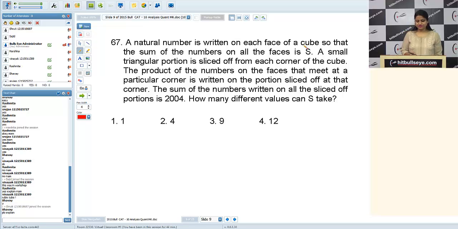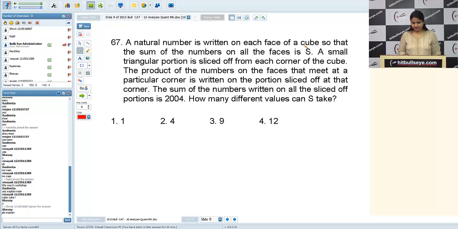A natural number is written on each face of a cube so that the sum of the numbers on all the faces is S. A small triangular portion is sliced off from each corner of the cube. The product of the numbers on the faces that meet at a particular corner is written on the portion sliced off at that corner. The sum of the numbers written on all the sliced off portions is 2004. How many different values can S take?